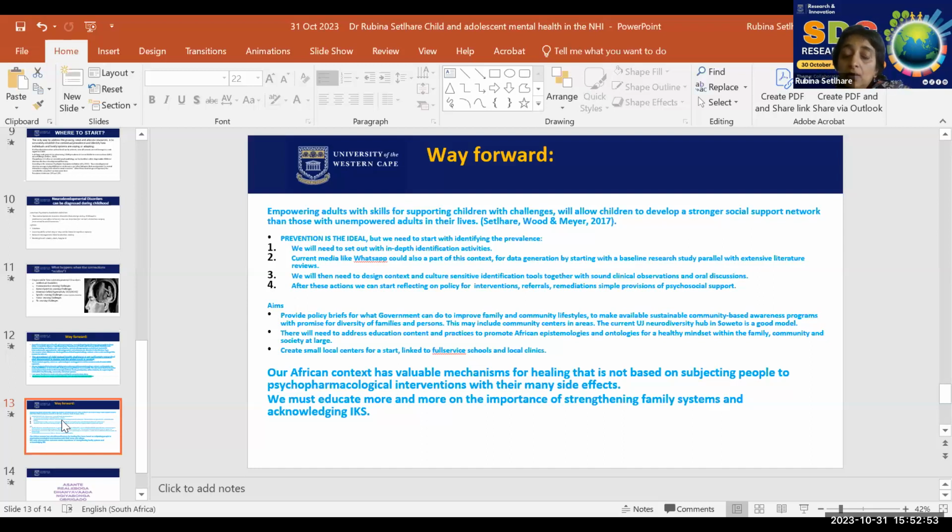So currently, we believe that our African context has valuable mechanisms for healing that are not based on subjecting people to psychopharmacological interventions. And these are things that we also need to explore. We need to be educated about the indigenous knowledge systems for strengthening the family that have been used with mental health up to now. And we need to integrate those with our very Western approaches to mental health that our students are trained in our tertiary institutions.